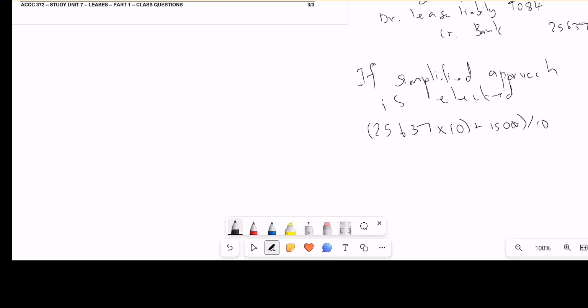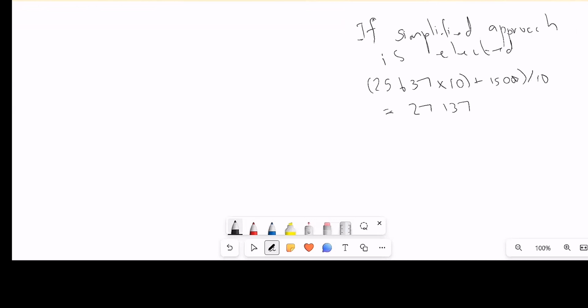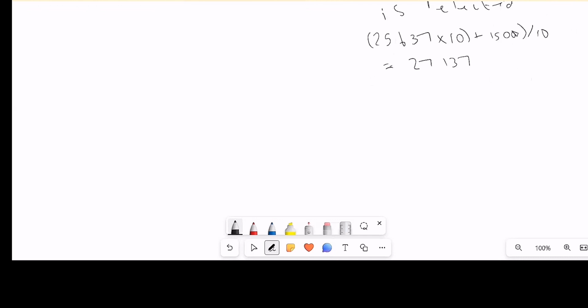Then it gave me 27,137. So this is the amount we got. This is how much we would expect to pay, based on all the payments computed together, divided by the term, plus the direct cost. So the journal would be this.